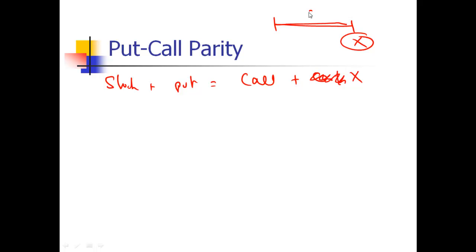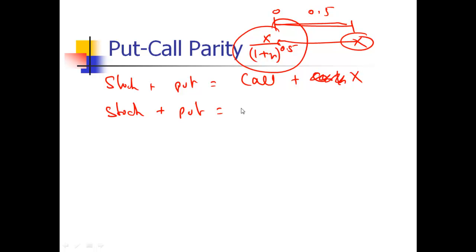So if the life of this option is 0.5 years, then at time 0, do you need X or do you really need the present value of X? You need the present value of X, because let's say that the rate is R, then having X is the same thing as saying X over 1 plus R to the power of 0.5. So this and this are equivalent. It's just the time value of money. So this formula can be rewritten as stock plus put is equal to call plus X over 1 plus R to the power of T.